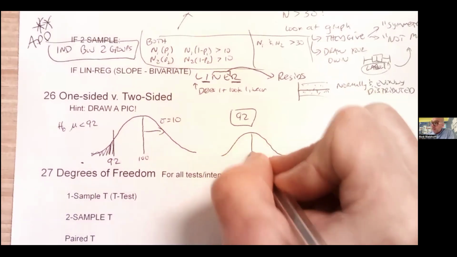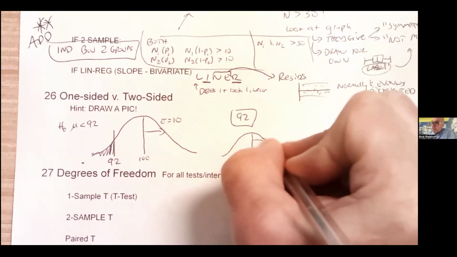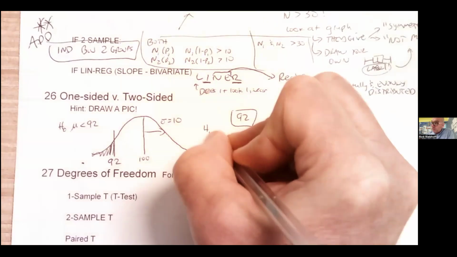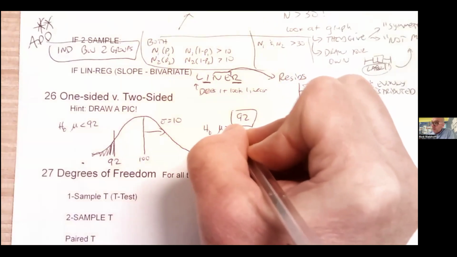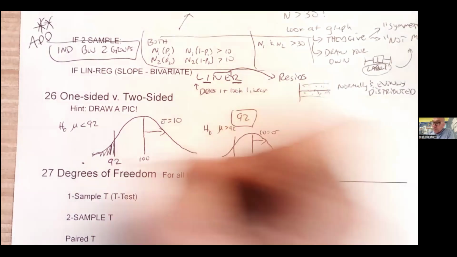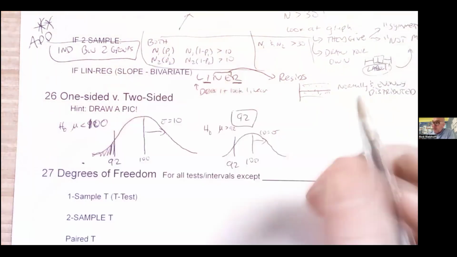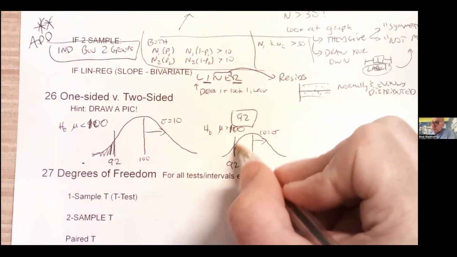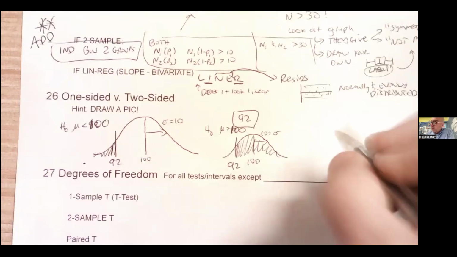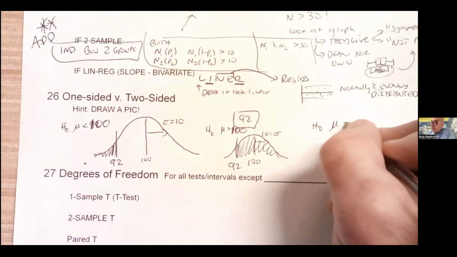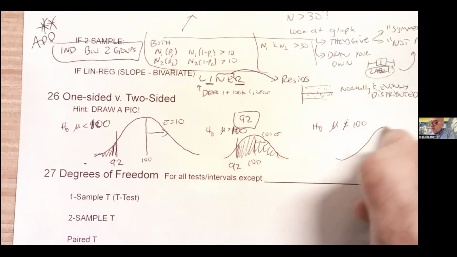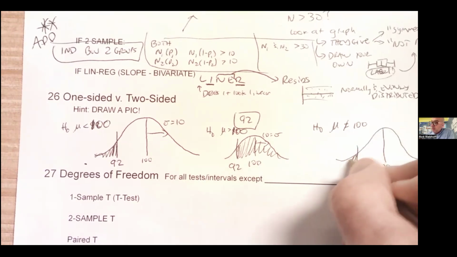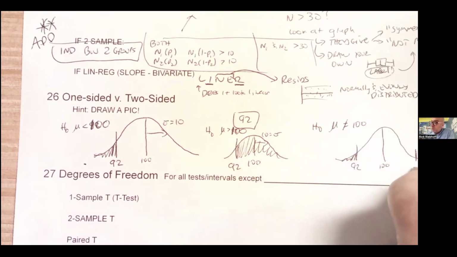If I did greater than in this situation, what's the probability if my null hypothesis was greater than 92? Oops, sorry. This would be null hypothesis would be greater than 100, right? It would look something like this. If my null hypothesis is the mean is not equal to 100, then I have a two-sided test, right? At 92. And then I'm going to find that same distance here. That would be 108, right?